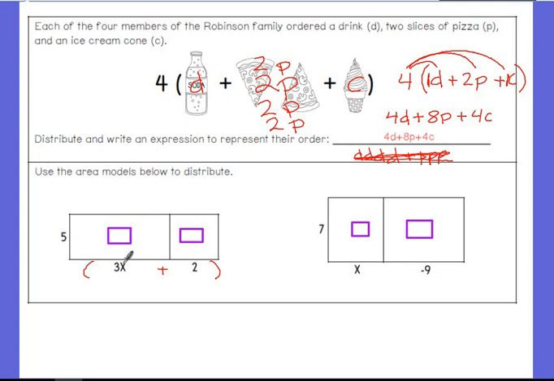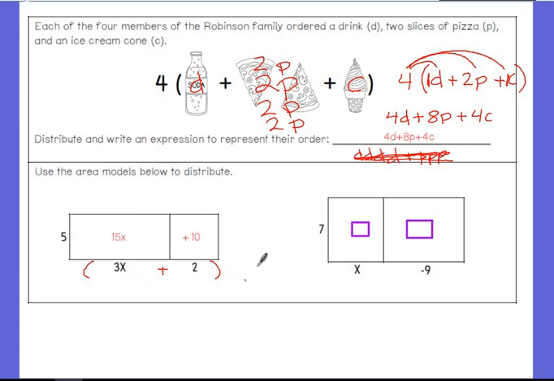Well, what is 5 times 3x? 5 times 3, I need 5 sets of 3, so I could write all that out, or 5 times 3 gives me 15x. Then length times width to find here, 5 times 2 gives me 10, so a plus 10.